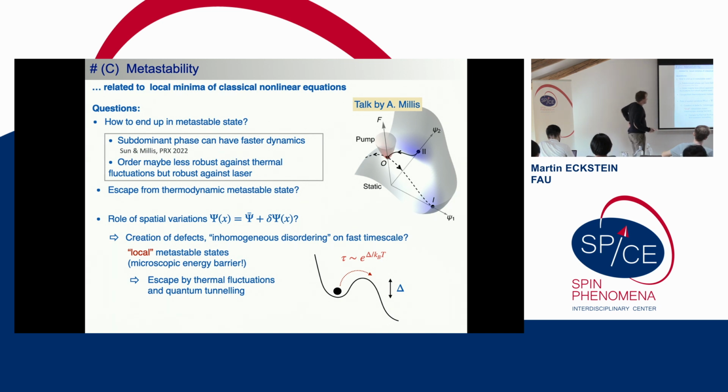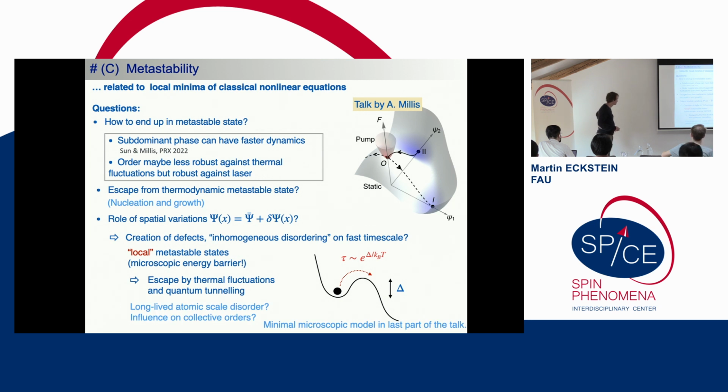So it's really the question whether the formation of such inhomogeneous disordered states or metastable domains is relevant and influences the dynamics of the symmetry broken states. This is actually what my talk was supposed to be about. I hope I come to this at the end of this tutorial. And also the escape from the thermodynamic metastable state always appears via nucleation and growth, so you have to form these defects in order to escape, because the thermodynamic barrier you can never cross by fluctuations.